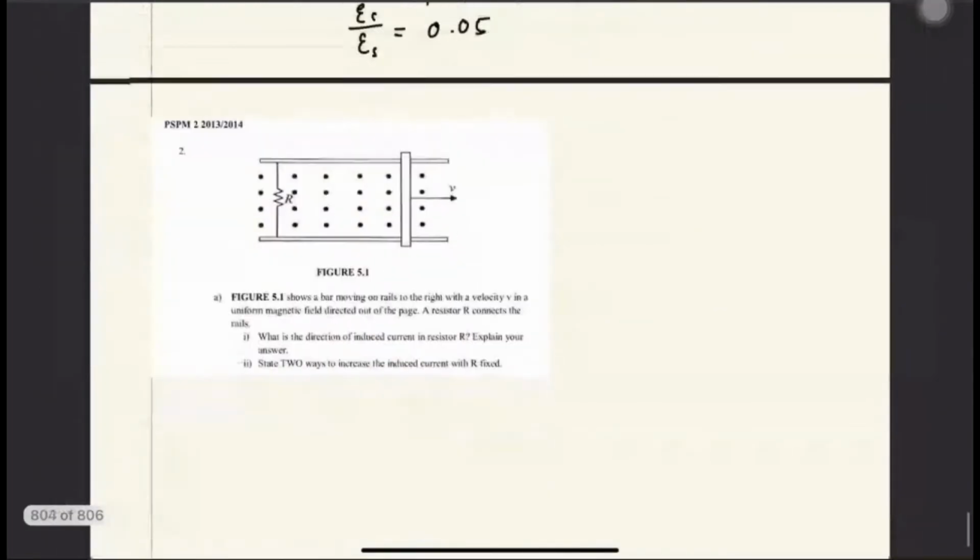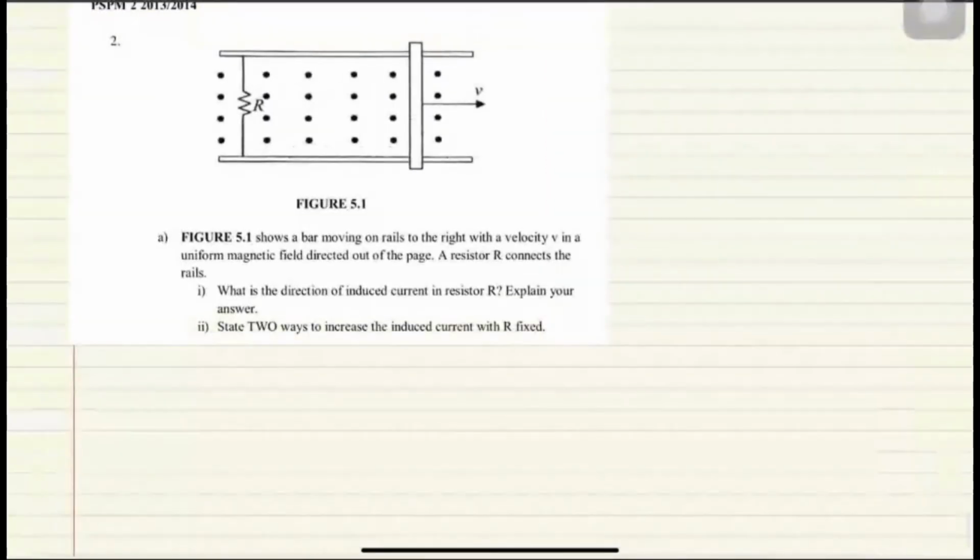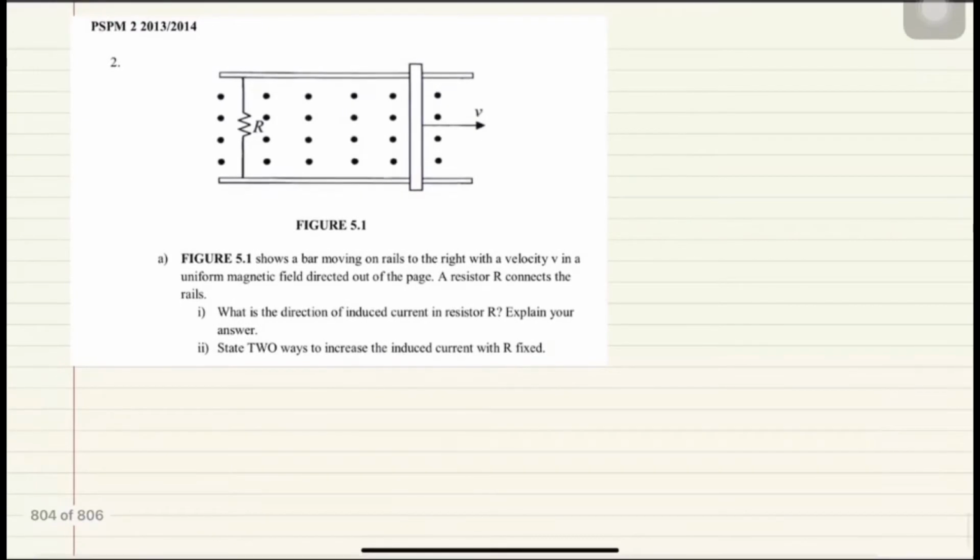Question number 2. Okay. Question number 2 ni dia kasih a diagram. So kamu tengok diagram ni straight away kamu tahu kan ini sebenarnya cerita pasal apa. Yang ada V tu. Yes, B I L sin theta tu yang telah diselesaikan lah. Okay, kita baca dulu soalan ni. Okay, figure 5.1 shows a bar moving on the rails to the right with velocity v in uniform magnetic field. Magnetic field dia ke mana? Out of the page where dia tulis. And then a resistor R connects to the rail. What is the direction of induced current in the resistor R?